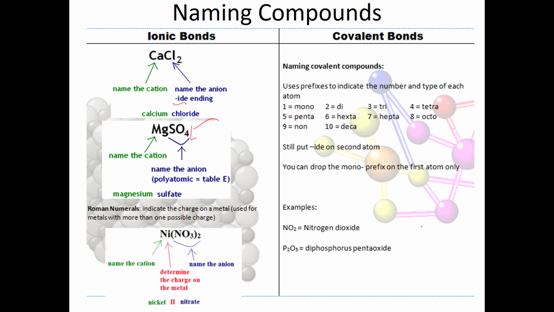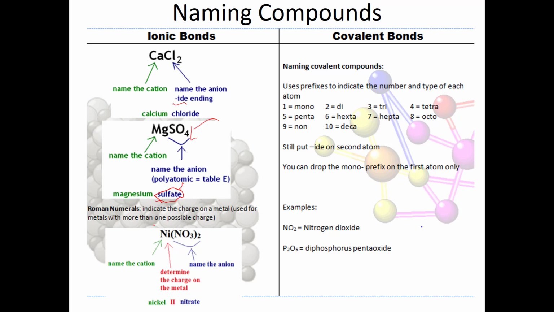Okay, when you name these, you just name them straight off from table E. Don't change the name, nothing. So this is actually a sulfate group, and you write it just as sulfate. So you have magnesium sulfate. Now what we're going to do later on is we're going to use Roman numerals. So Roman numerals indicate the charge on a metal. They're used for metals that have more than one possible charge.